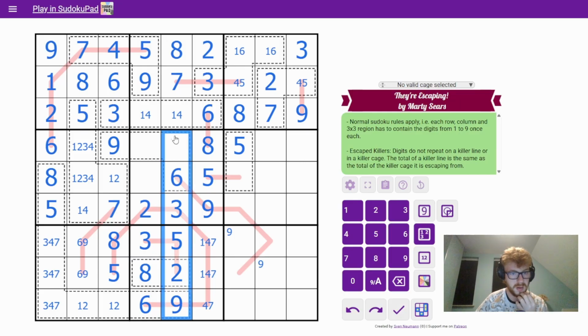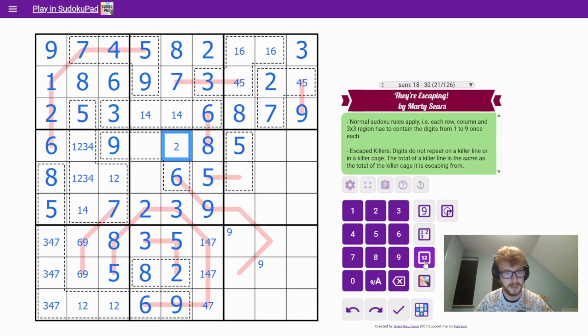What am I missing in this column? Still a 1 over 4. And this is 1, 4, and 7. 1, 4, 7. Right. Okay.